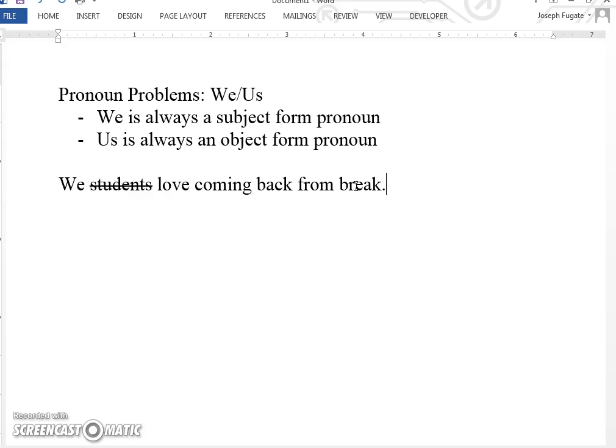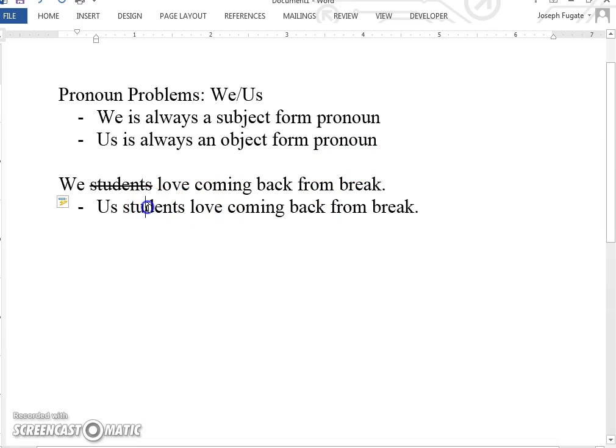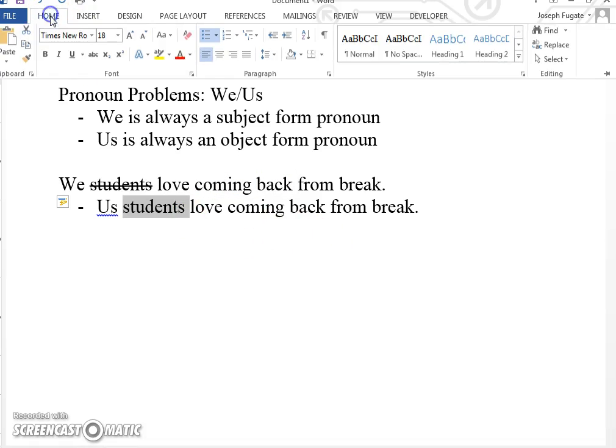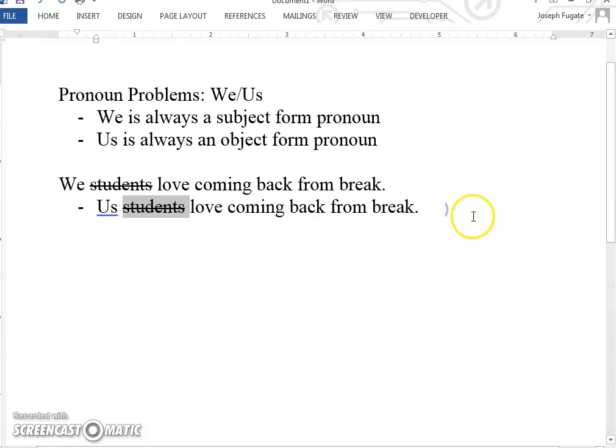We is a subject form pronoun. We represents the subject in that sentence and therefore is used correctly. What some people want to do is to change that sentence so that it says, us students love coming back from break. The problem is that when you ignore this noun that is defining who us is, you're left with the sentence, us love coming back from break. And that very obviously is incorrect. The correct pronoun is always going to be we in that case.